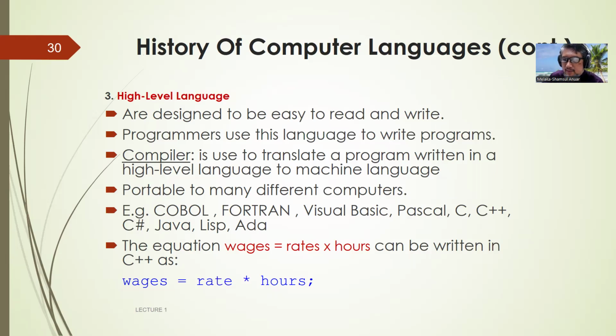So we have different compilers that can translate different languages. So maybe a C++ compiler, perhaps you cannot use to compile other languages, because each of the high-level languages will have different ways to program them.